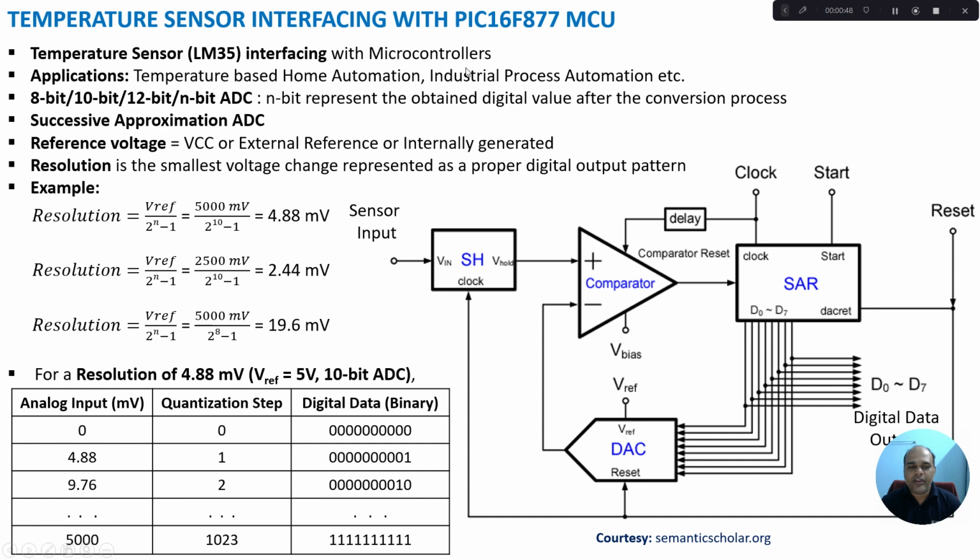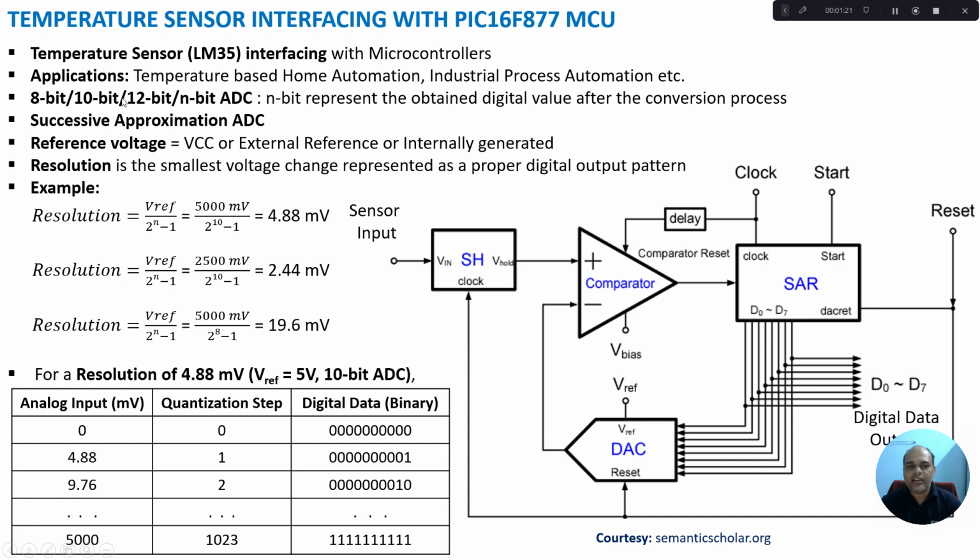So we have different types of ADCs available, 8-bit, 10-bit, 12-bit, N-bit ADC. ADC is nothing but analog to digital converter. Here 8-bit, 10-bit, 12-bit represents the number of output bits from an ADC. So for example, in case of a 16F877 microcontroller, we have a 10-bit ADC inside. So after the conversion process, the PIC16F877 microcontroller will produce a 10-bit result.